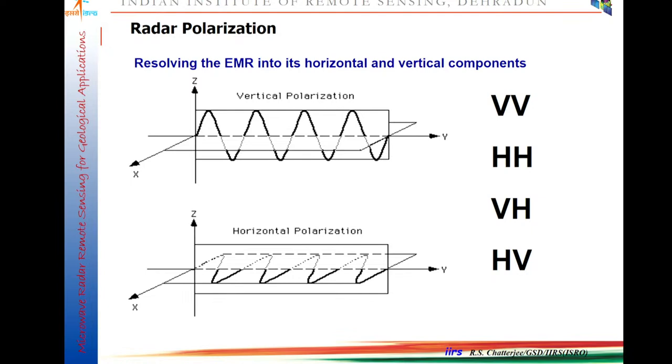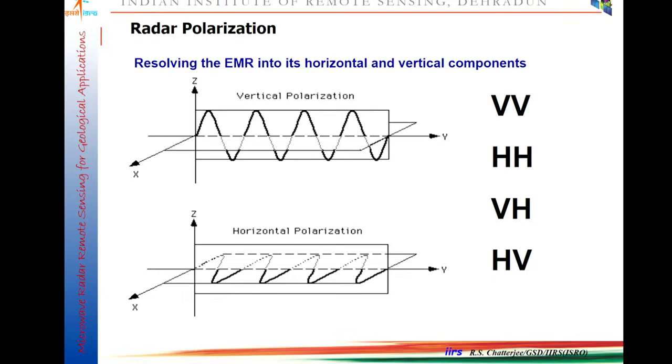Now after interacting with the earth surface, the orientation of the electrical vector can change. It can change to anything depending on the geometry, depending on the dielectric property of the material. Then it comes back to the antenna. Some part, not the entire part, it depends again on the geometry of the surface, it depends on the surface roughness. So this radar pulse, after scattering on the earth surface, is coming back. So it is known as backscattered radiation or backscattered wave.